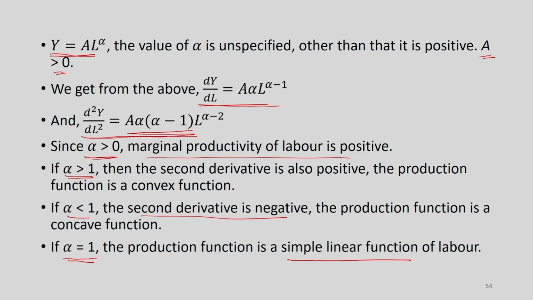Okay. And actually what you are going to get if alpha is equal to 1, L to the power alpha minus 1 will be equal to L to the power 0. So, this is a constant term, the whole thing becomes a constant. It simply becomes equal to capital A. So, dy/dL is equal to capital A, which is a constant parameter. So, that is how the output is going to look.